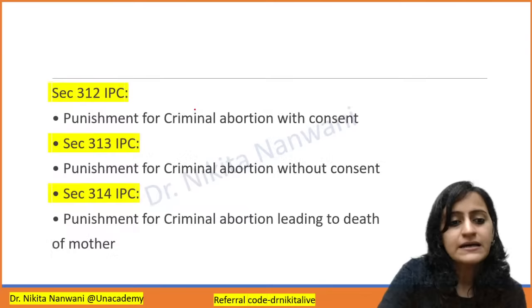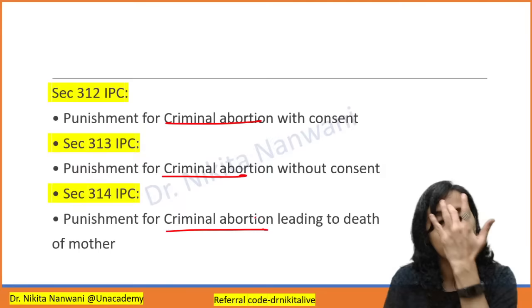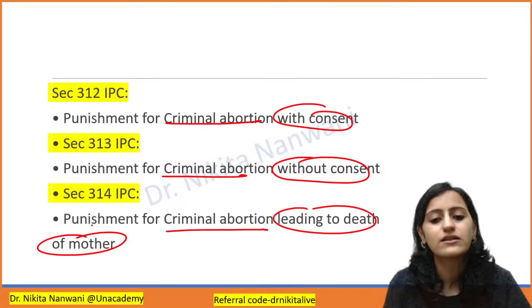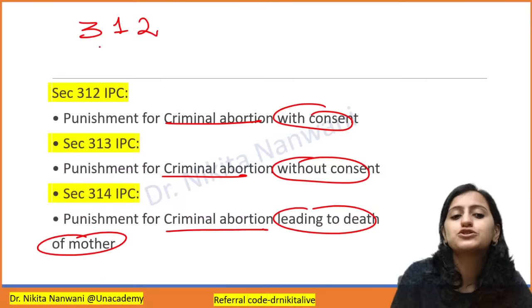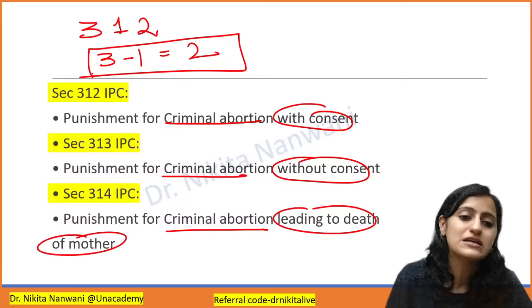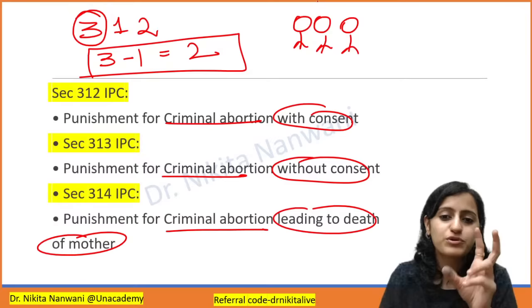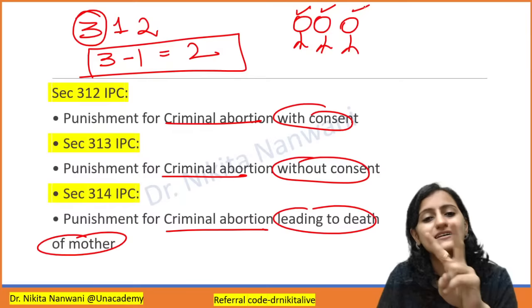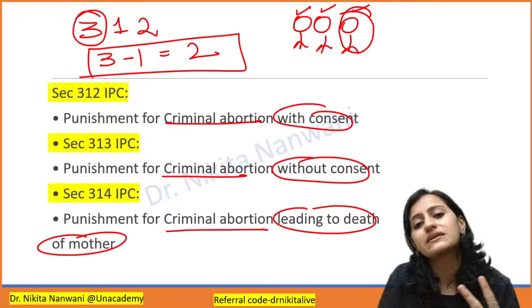Then you have, these are very, very important, your criminal abortion wale acts. Okay, criminal abortion. One is with consent, without consent, and one is leading to death of the mother. Now easy to remember, 312. Now this is like you do 3 minus 1 is equal to 2, right? This is a family which was about to begin a family of 3, right? So wife, husband and a child was about to be born. But then we subtracted this child, we did a criminal abortion. So now from 3 they have again become 2. So 3 minus 1 is equal to 2.